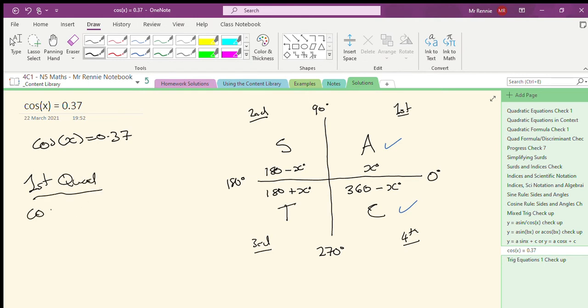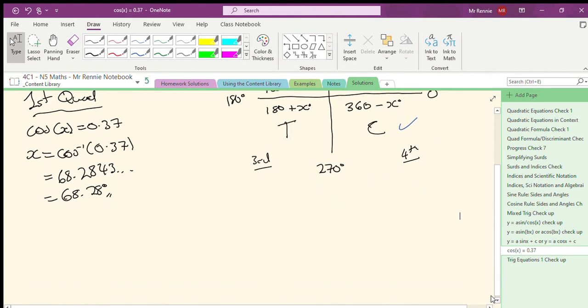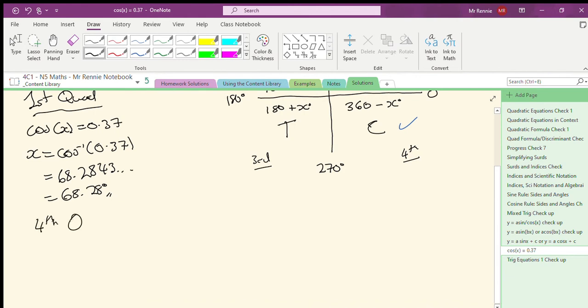In the first quadrant, we are solving cos of x equals 0.37, therefore x equals the cos inverse of 0.37, and the answer that we should get in our calculators is 68.2843, and if we round that to 2 decimal places, 68.28 degrees. So my first answer that I found in my first quadrant is 68.28. I'm now working in the fourth quadrant, that's where my second number will lie.